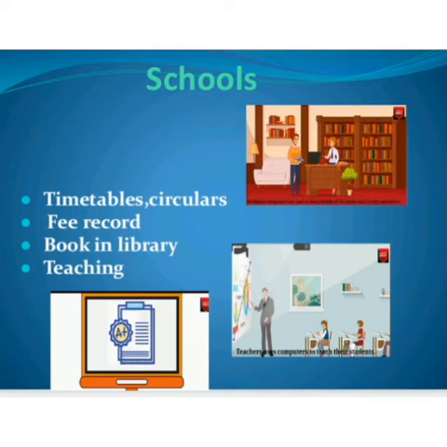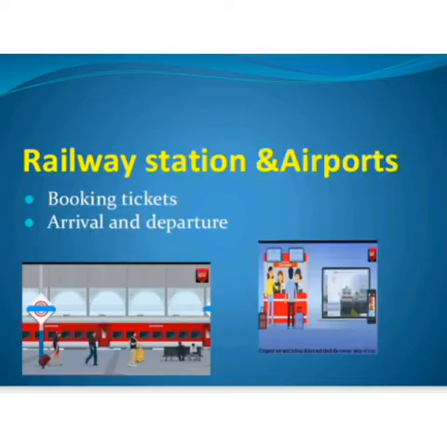The next one is railway station and airports. The next place is under business use. How does it work in the railway station? It helps us in booking tickets and providing information about the arrival and departure of trains and planes. Arrival and departure means when it arrives, and when it is moving.